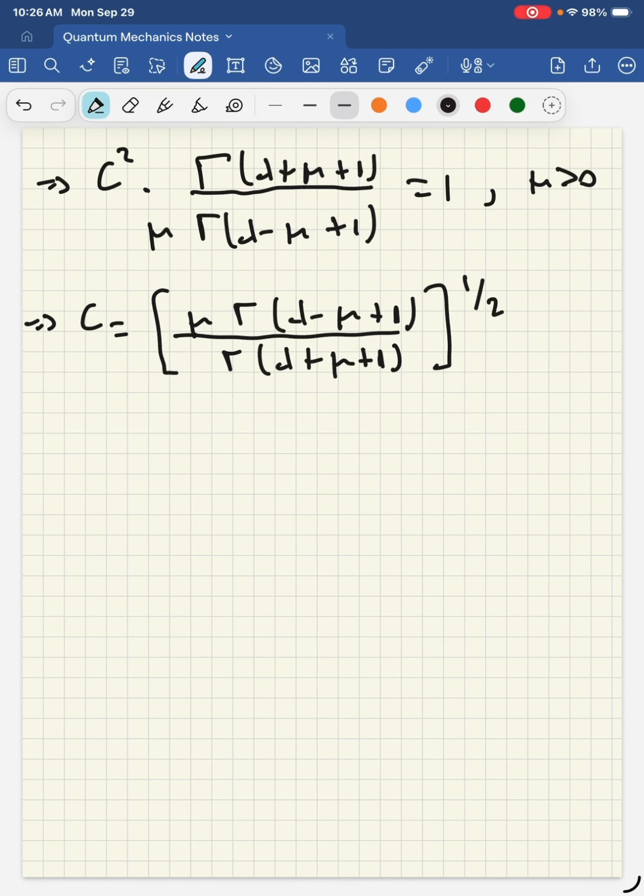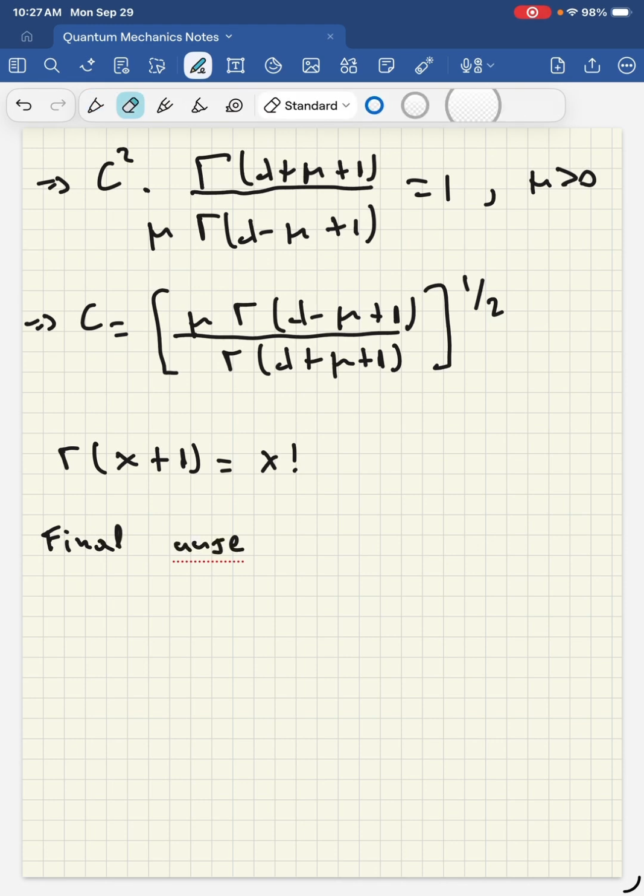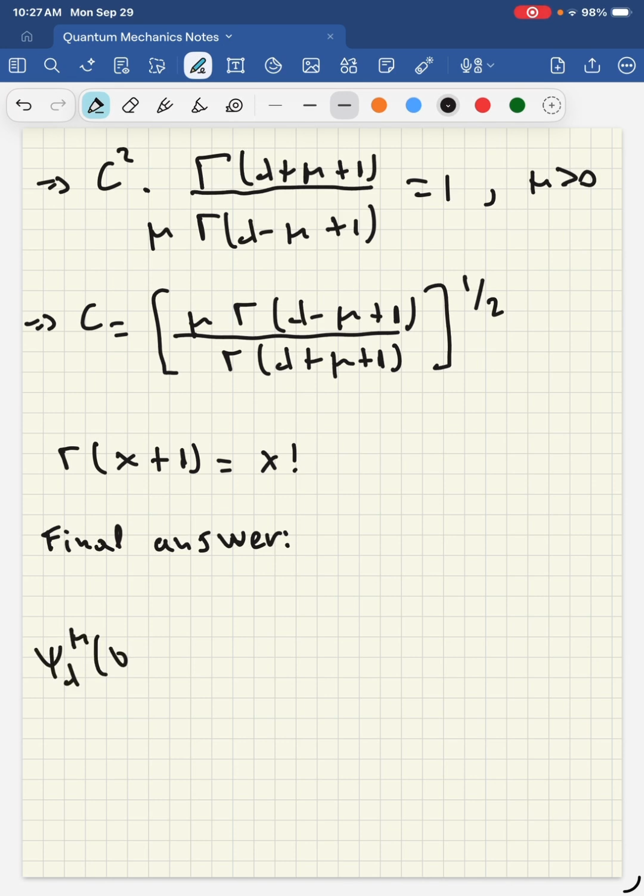So this is our constant, and by the way, gamma of x plus 1 is x factorial. So the final answer is that for the Poschl-Teller potential, the wave functions are given by this expression.